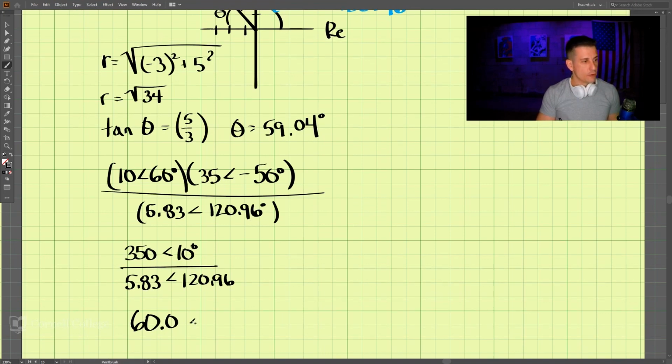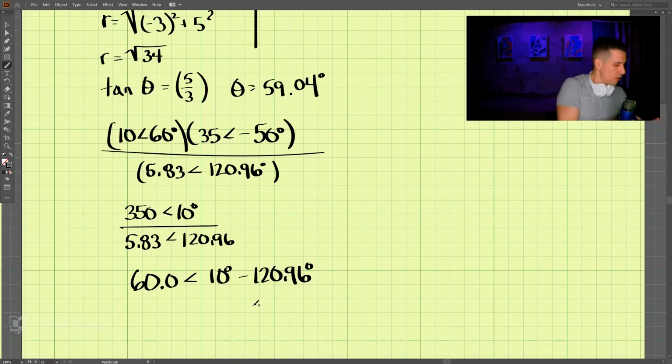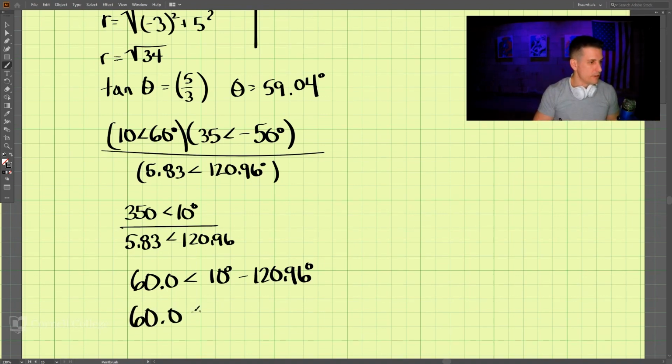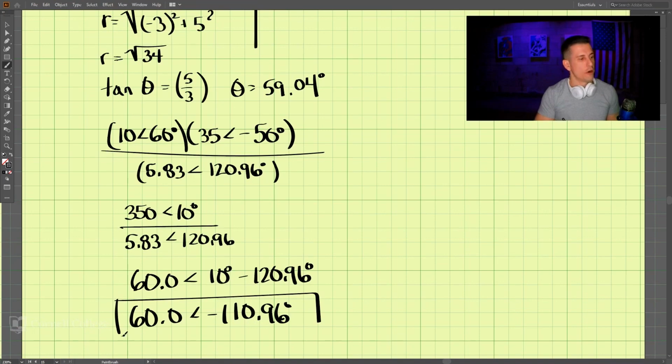And then we subtract those angles, that is 10 degrees minus 120.96 degrees. So 10 minus 120.96. So that is 60.0 at an angle of negative 110.96 degrees. So that is the solution for part B.